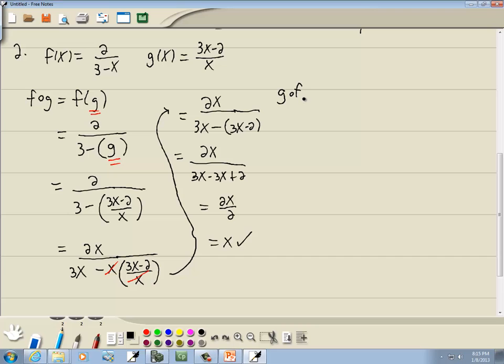Second piece, we want to find the composition of g and f, which is g of f. We'll take our g of x, which is 3x minus 2 over x, and everywhere we have an x, we'll put in parentheses. Again, wherever I have the parentheses, I'm going to put in f. So I'll put f here, and I'll put f here. Whatever's inside the parentheses here is what you plug in the parentheses here. But f is equal to 2 over 3 minus x. Plug that in.